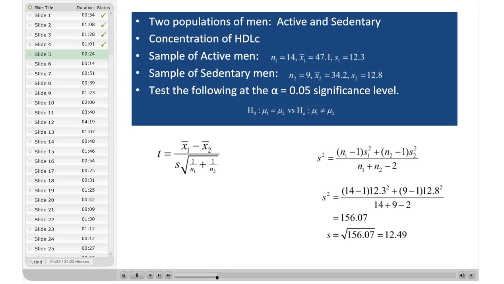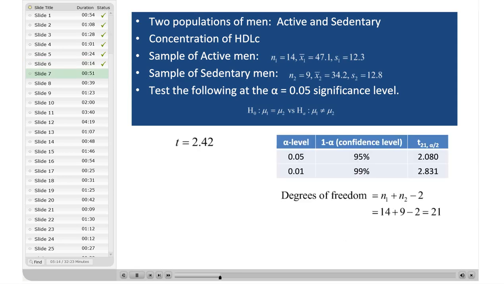Of course, in order to find s, we need to take the square root of that, and we get 12.49. Now we're ready to finish calculating our t-statistic. We just take all the numbers in the problem and plug them in, and we take the value for s that we just computed, 12.49, and plug that in, and we get a value of t of 2.42.